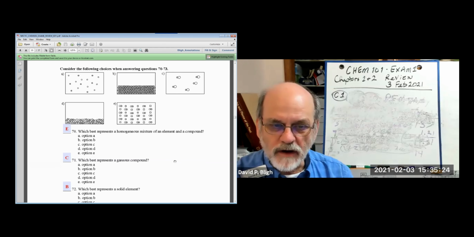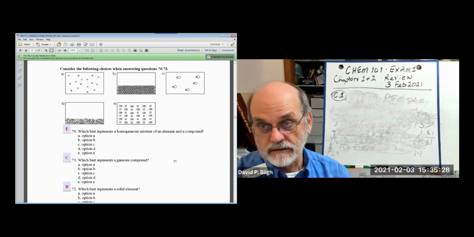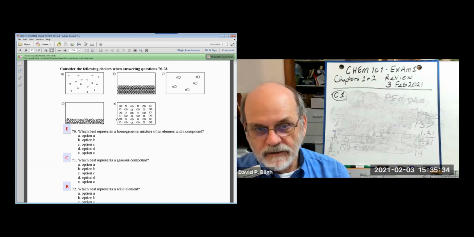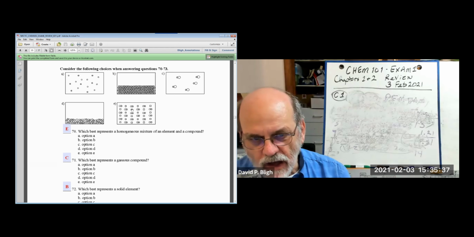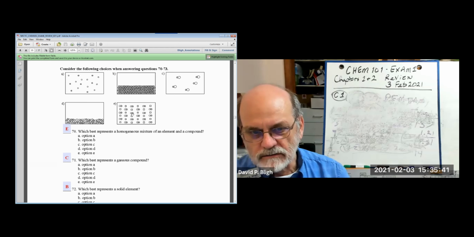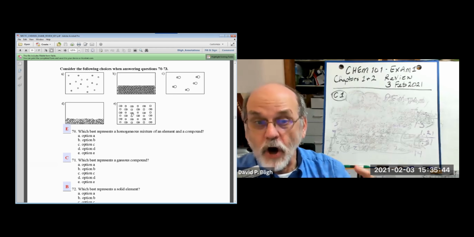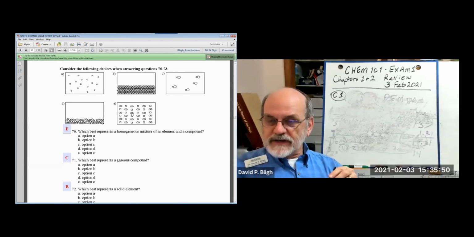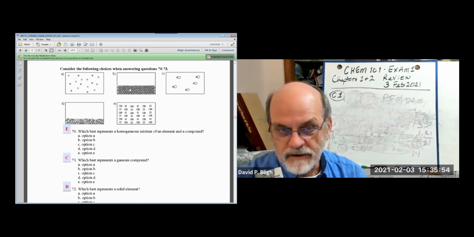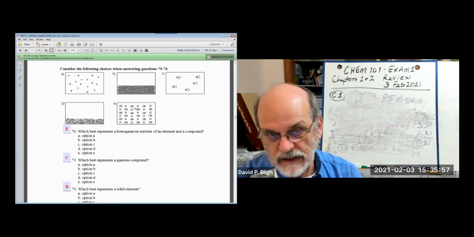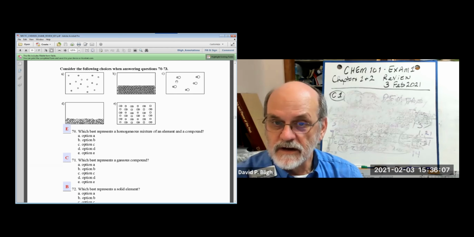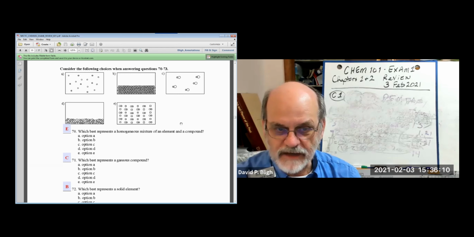Okay, how about 71? Which best represents a gaseous compound? Okay, so read it backwards. We need compounds, and that's it. So we got compound here, but no, it's a mixture. We need a gaseous compound only. So what do we know about gases? The particles in a gas are very far apart, right? That doesn't work. That doesn't work. This could possibly work, but it's not a pure compound. It's got an element in it. Those are all elements. This is the only one that fits the bill. Far apart and a compound. That's why C is 71.